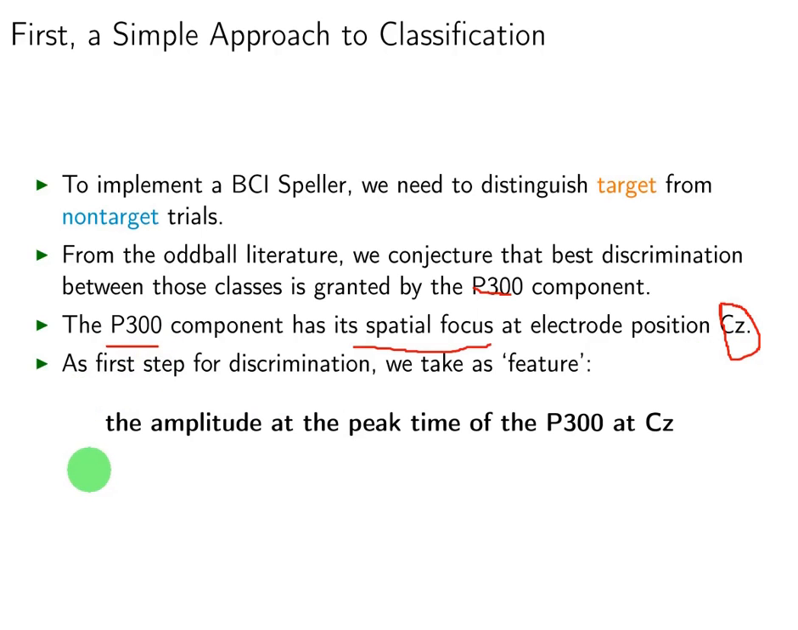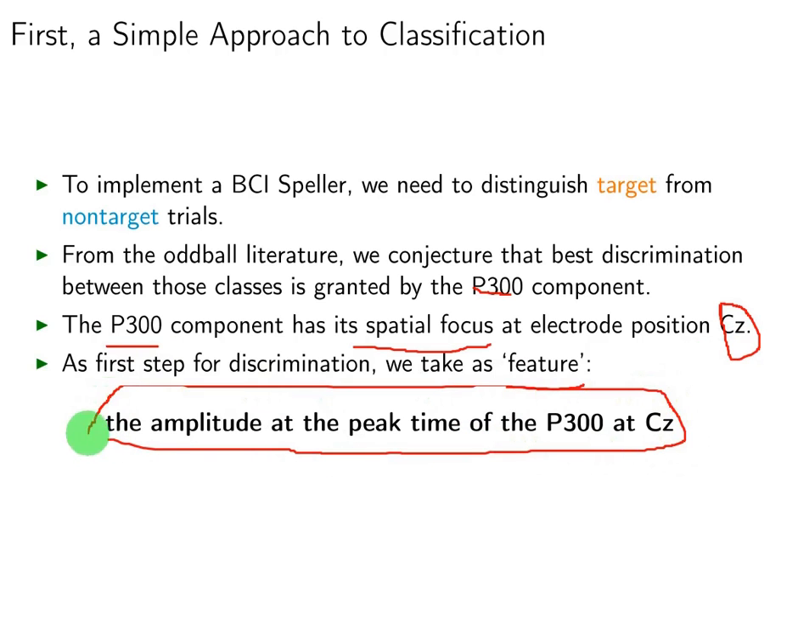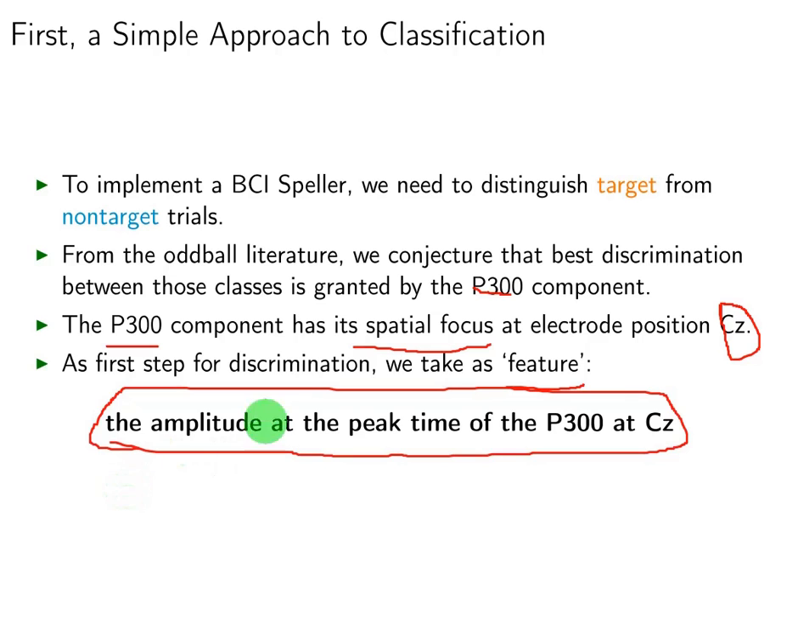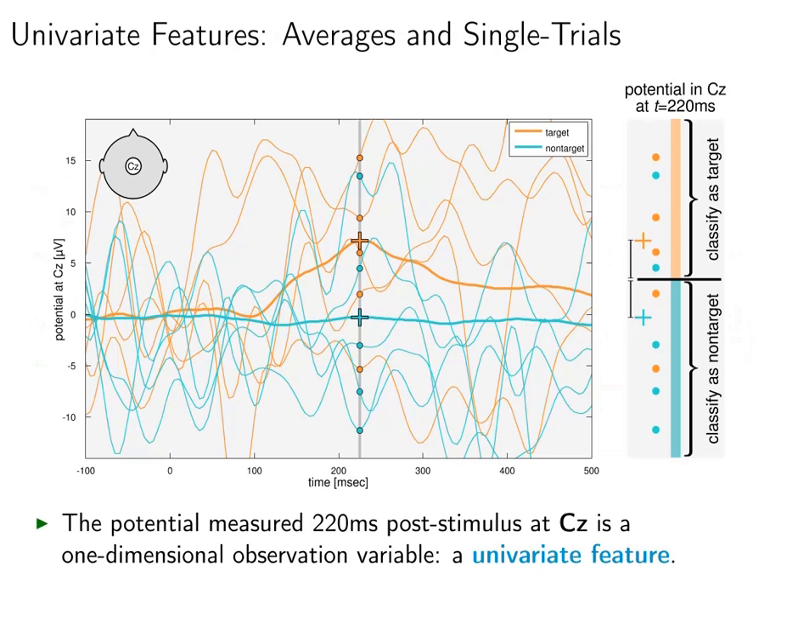So the first step would be to construct a feature. Let's focus on the amplitude feature of the P300 at a given CZ. How can we construct a feature vector? All right, because we're talking about just single amplitude features, we can call them univariate features.